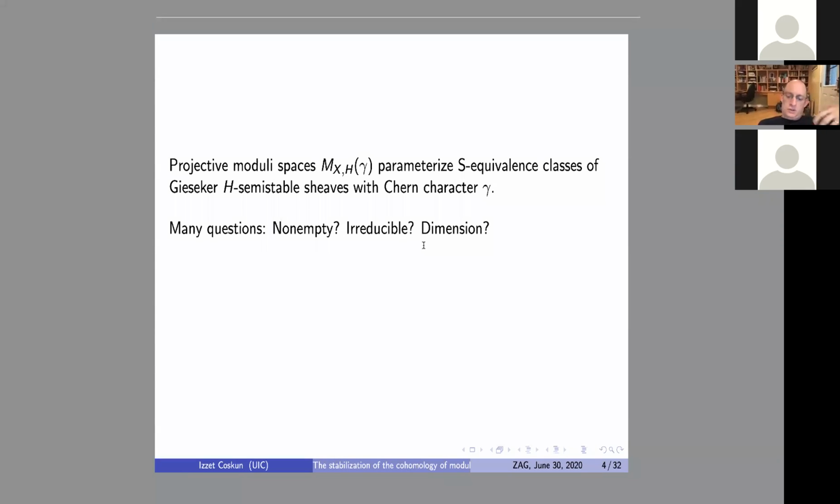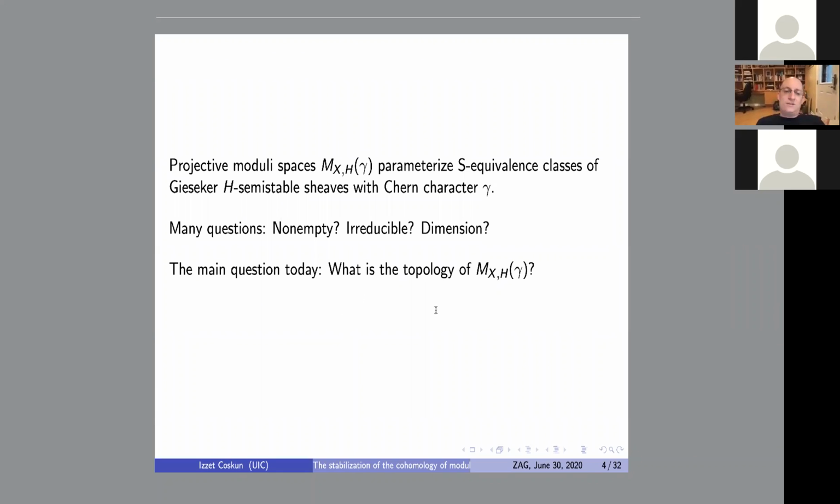But the question that I want to concentrate on today is: what is the topology of the space? What are the Betti numbers? What does the topology of the space look like? Okay, but this is one of many questions that we have about these spaces.